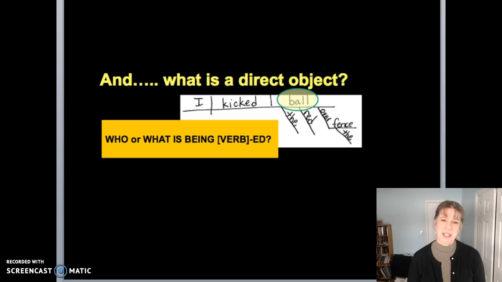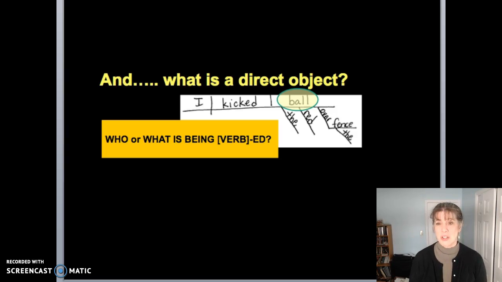So let's look at this particular sentence. I kicked the ball. Let's just stick with the simple one. I kicked the ball. Who or what is doing the kicking? I am. I am the subject. Who or what is being verbed is the ball. Who or what is being kicked. So I'm actually going to stick the verb in there where you see verb in parentheses. I'm actually going to say who or what is being kicked. The ball is being kicked. So that identifies the direct object.